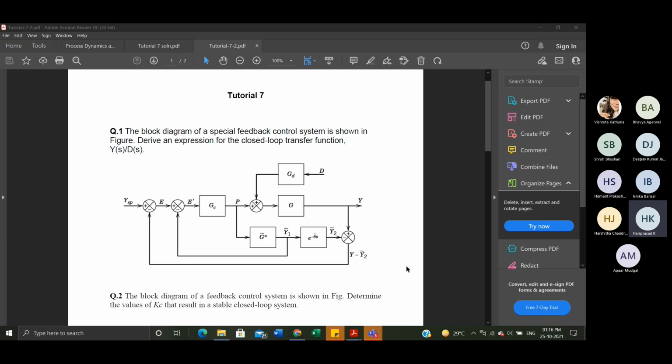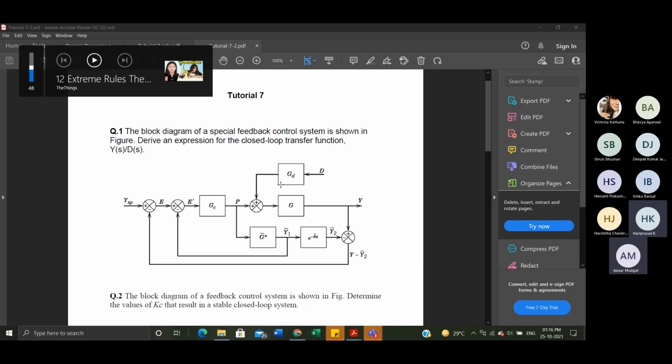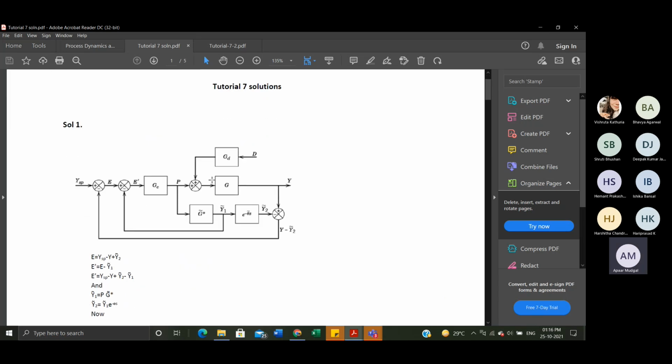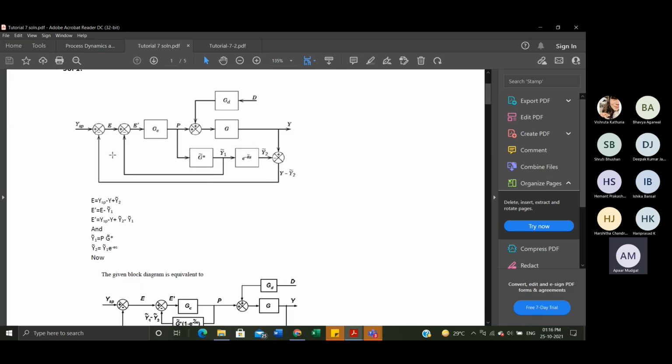Okay, Abbar, could you explain the solution? Yeah, sure. To solve these types of problems, we just have to synthesize this closed loop into smaller closed loops. So, to solve this problem, first we need to find what these parameters are based on.